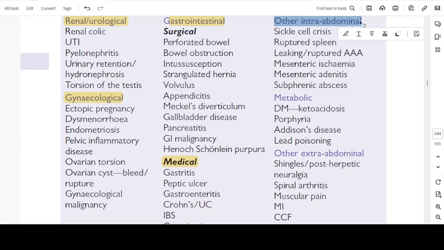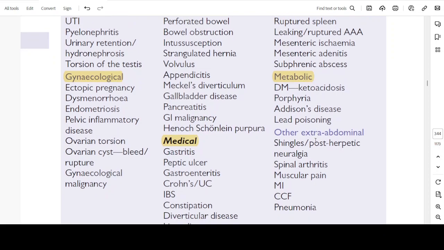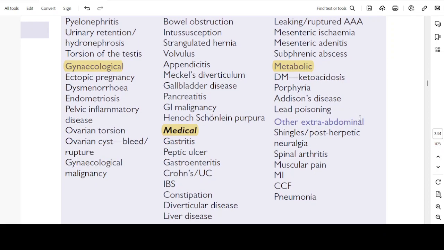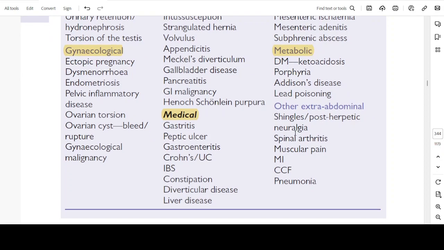Other intra-abdominal causes could be sickle cell crisis, ruptured spleen, leaked or ruptured aortic aneurysm, mesenteric ischemia, mesenteric adenitis, subphrenic abscess. Metabolic causes could be diabetic ketoacidosis, porphyria, Addison's disease, or lead poisoning. Other extra-abdominal causes: shingles, post-herpetic neuralgia, spinal arthritis, muscular pain, MI, CCF, or pneumonia.